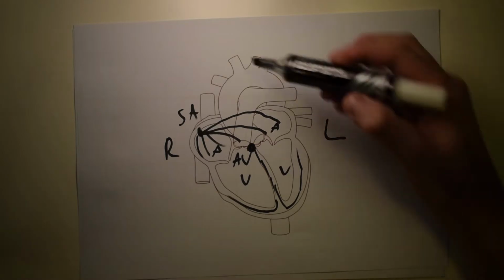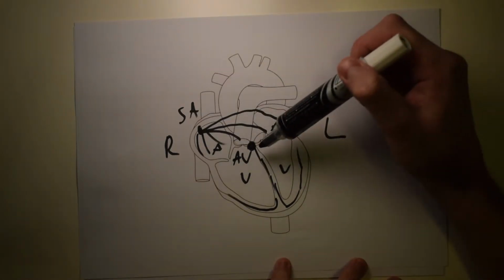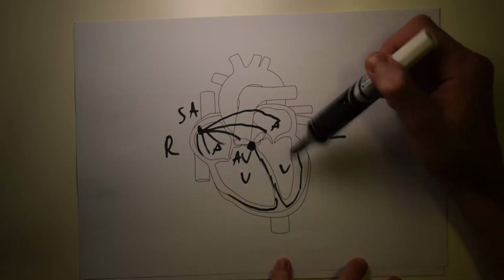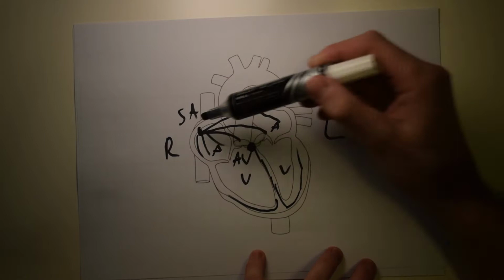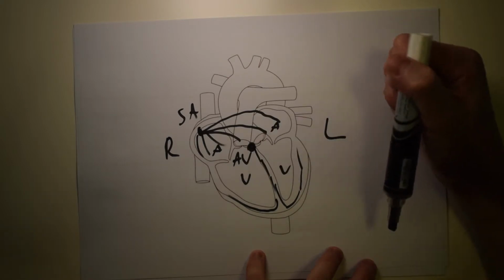So it conducts from the SA node to the AV node. From the AV node it pauses and then pushes through to the ventricles. Once that happens, it pauses for a bit and then it redoes it again from the SA node. Let's move to an ECG.